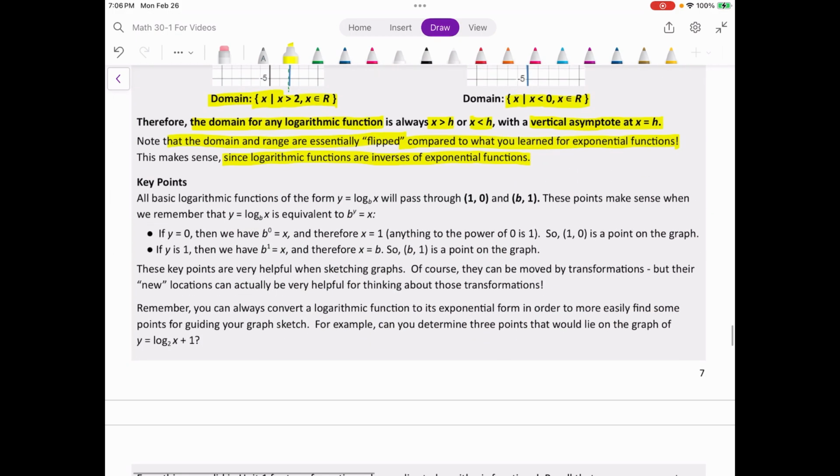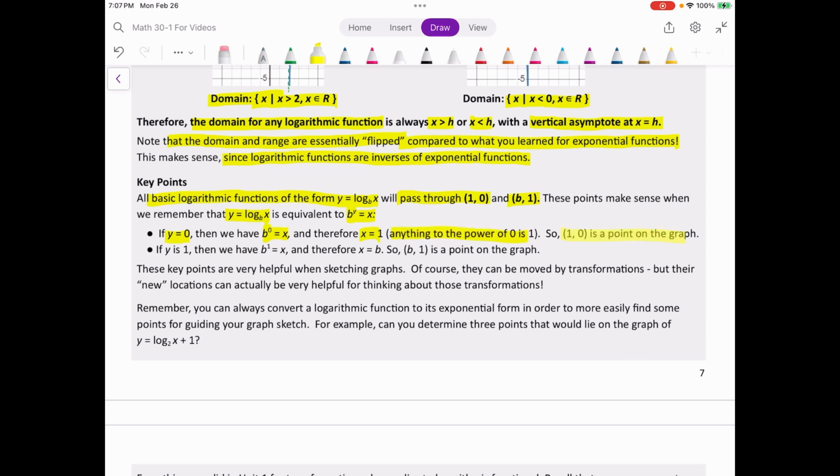Okay, so some key points to think about as we transform these. All basic logarithmic functions of the form y equals log base b of x, whatever b is, will pass through (1, 0) and (b, 1). These points make sense when we remember the exponential form, that y equals log base b of x is really saying the same thing as b to the y equals x. So when y is 0, we have b to the 0 equals x. And therefore, what's x? Well, it's 1. No matter what b is, x will be 1, because anything to the power of 0 is 1.